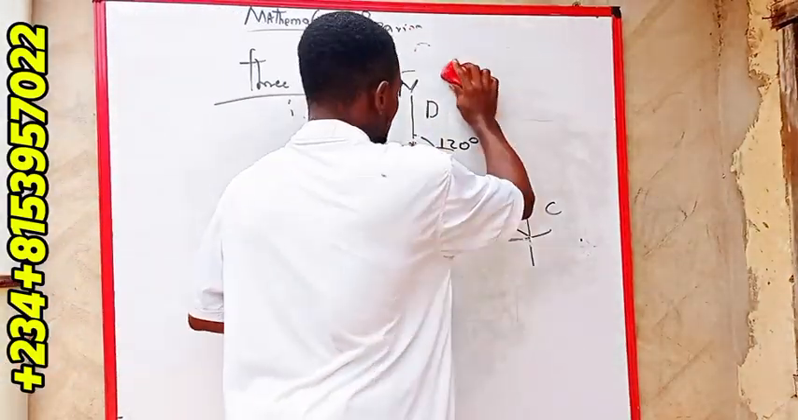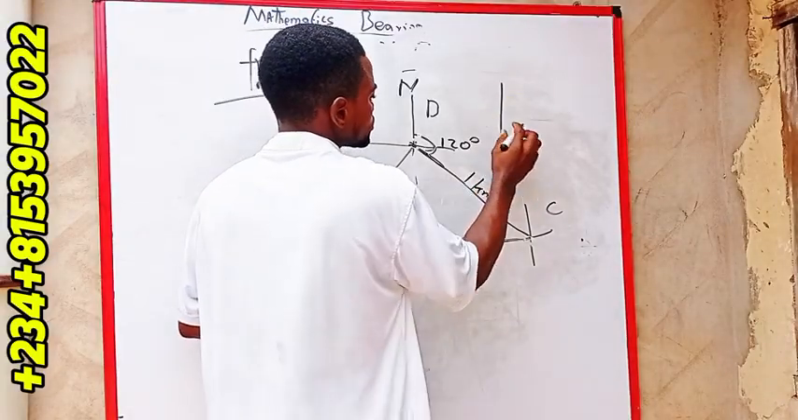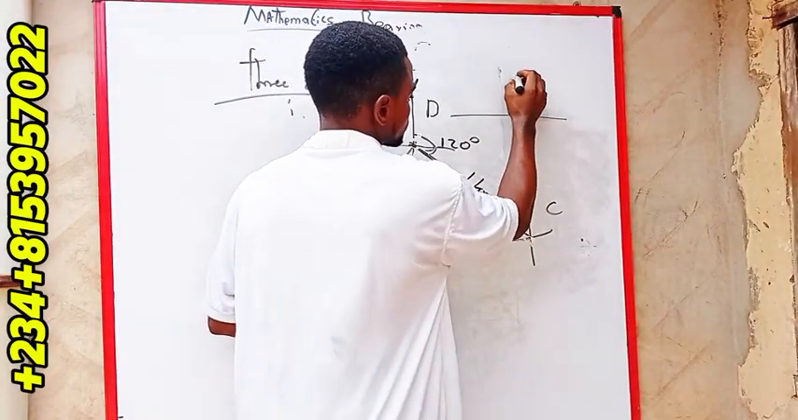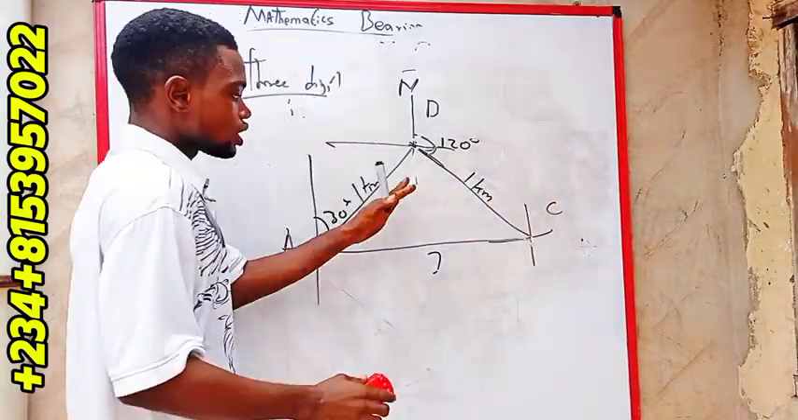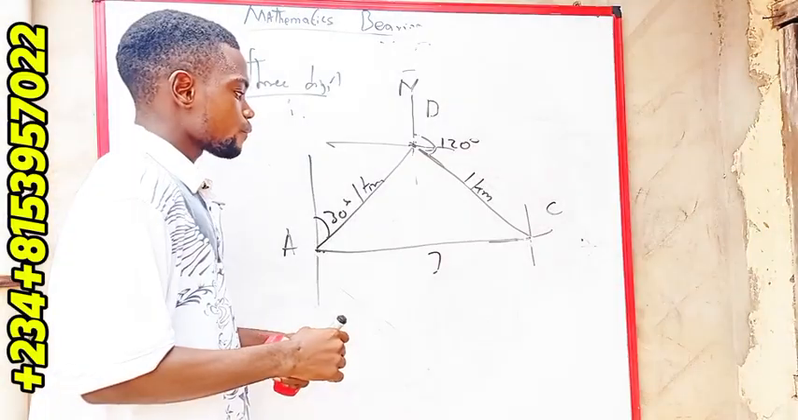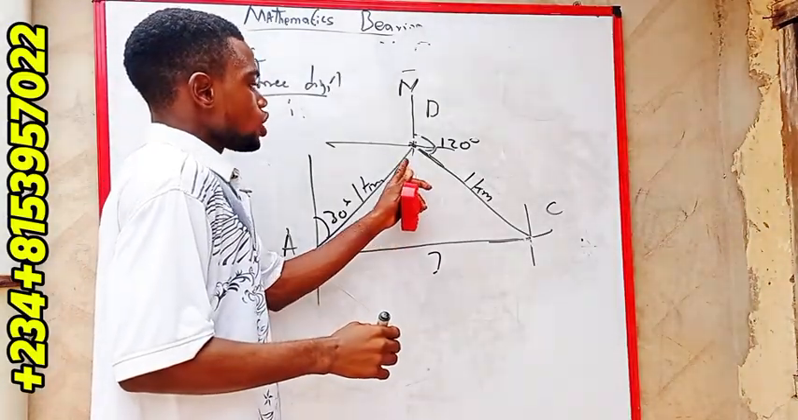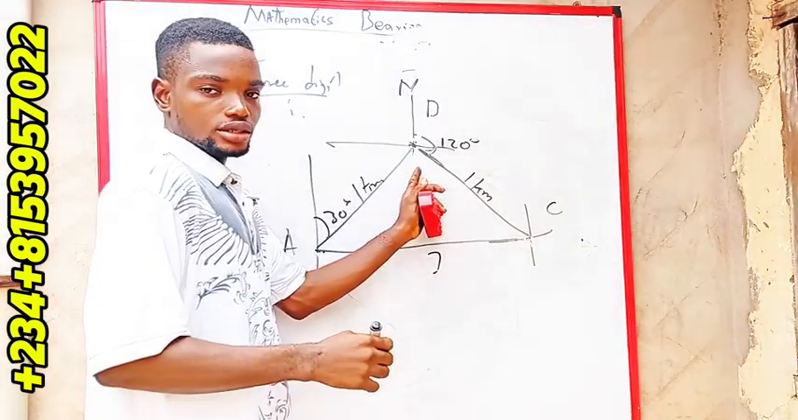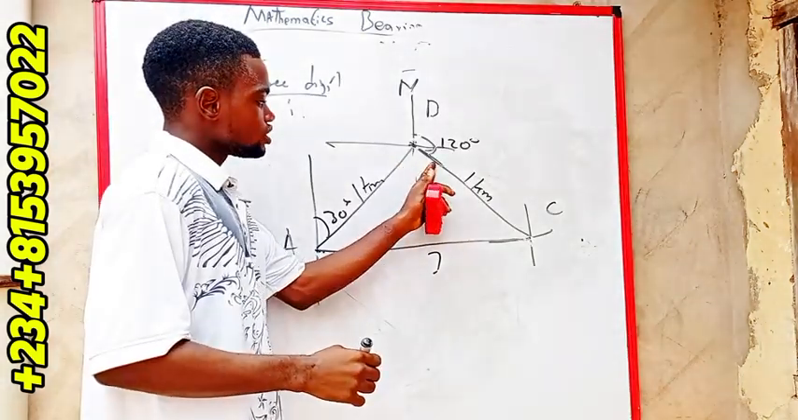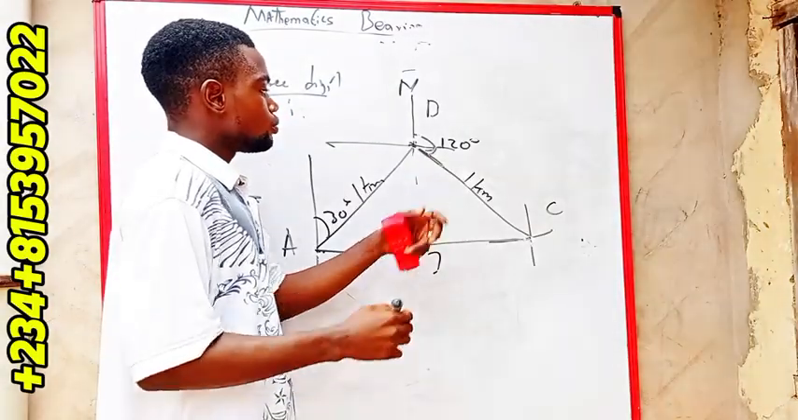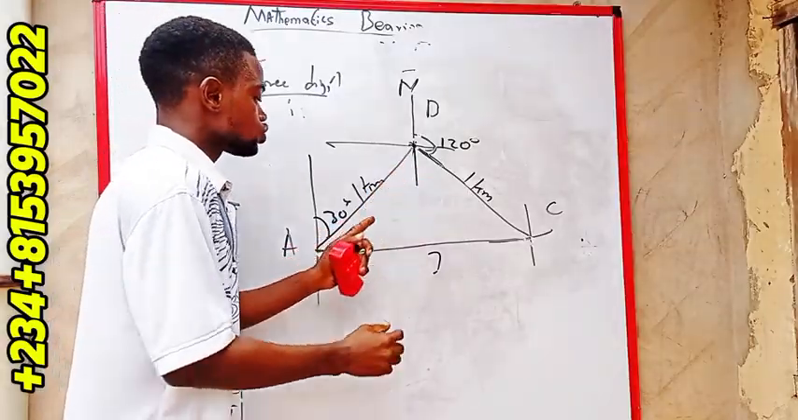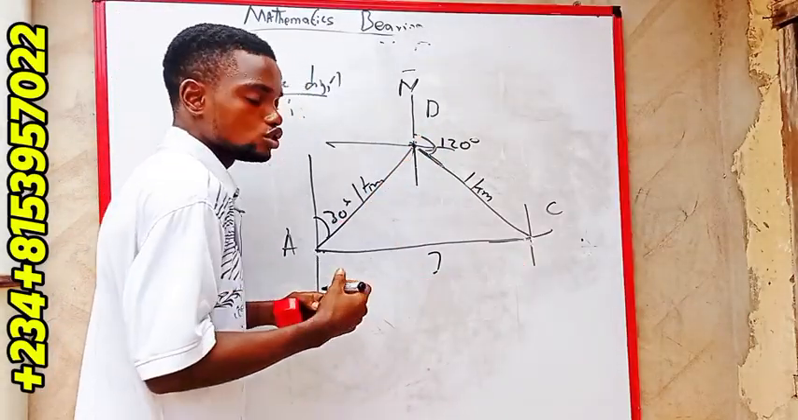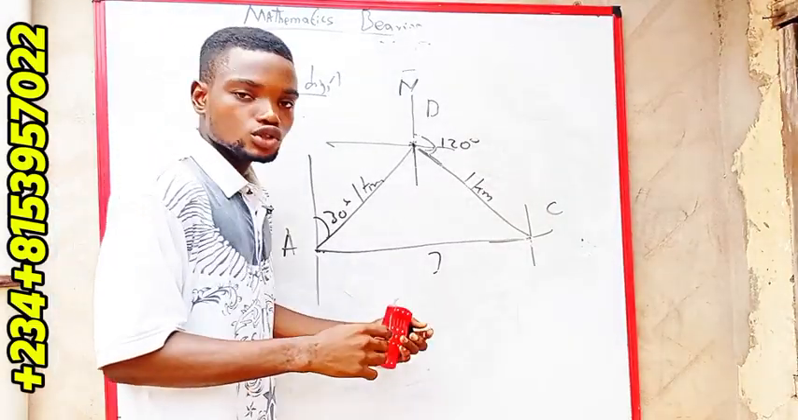Now, I want to teach you something before that. Let's just look at this diagram. If you look at this diagram, you have to complete this place. You complete the angle that you're going to see here. How can you complete this angle? You must complete this to form a usable triangle to calculate whatever you want to calculate.